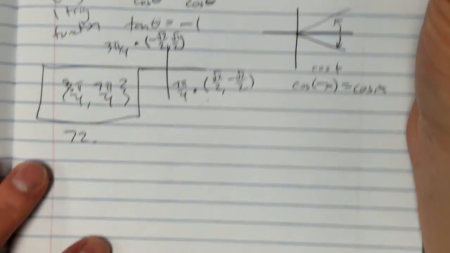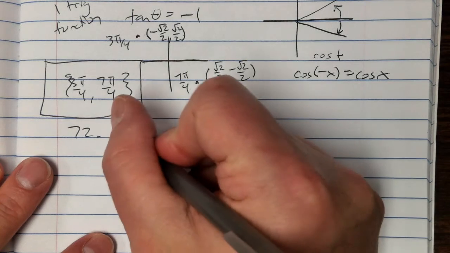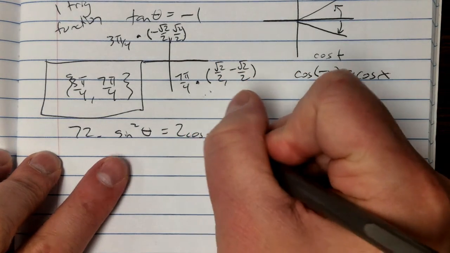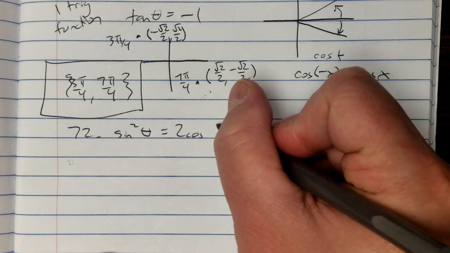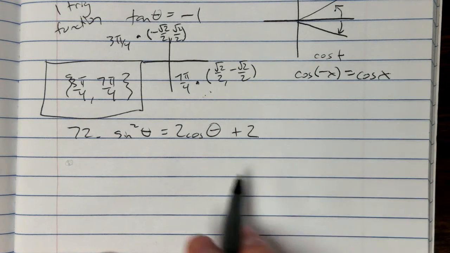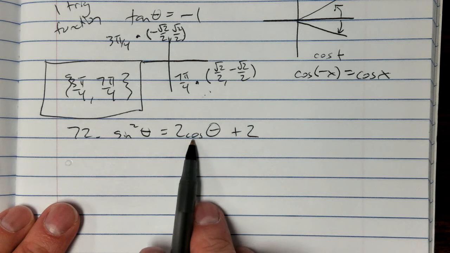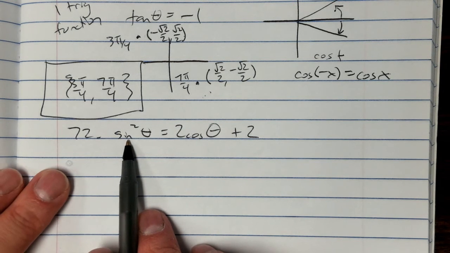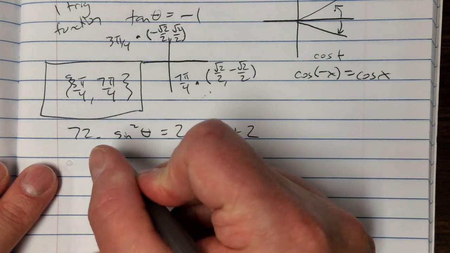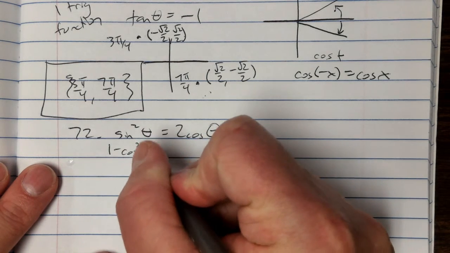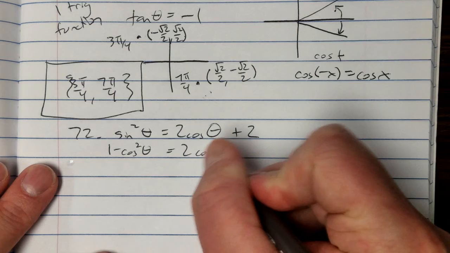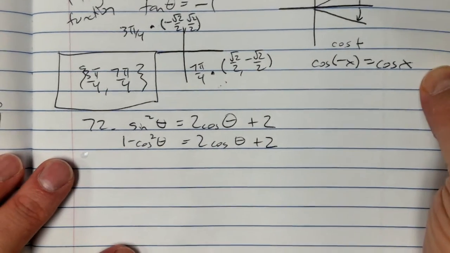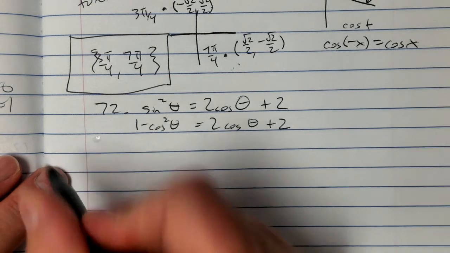72. This one is sine squared theta equal 2 cosine theta plus 2. So on this one, we're going to keep our cosine the same, so we're going to change the sine squared to 1 minus cosine squared theta. Again, it's because of the Pythagorean identity.